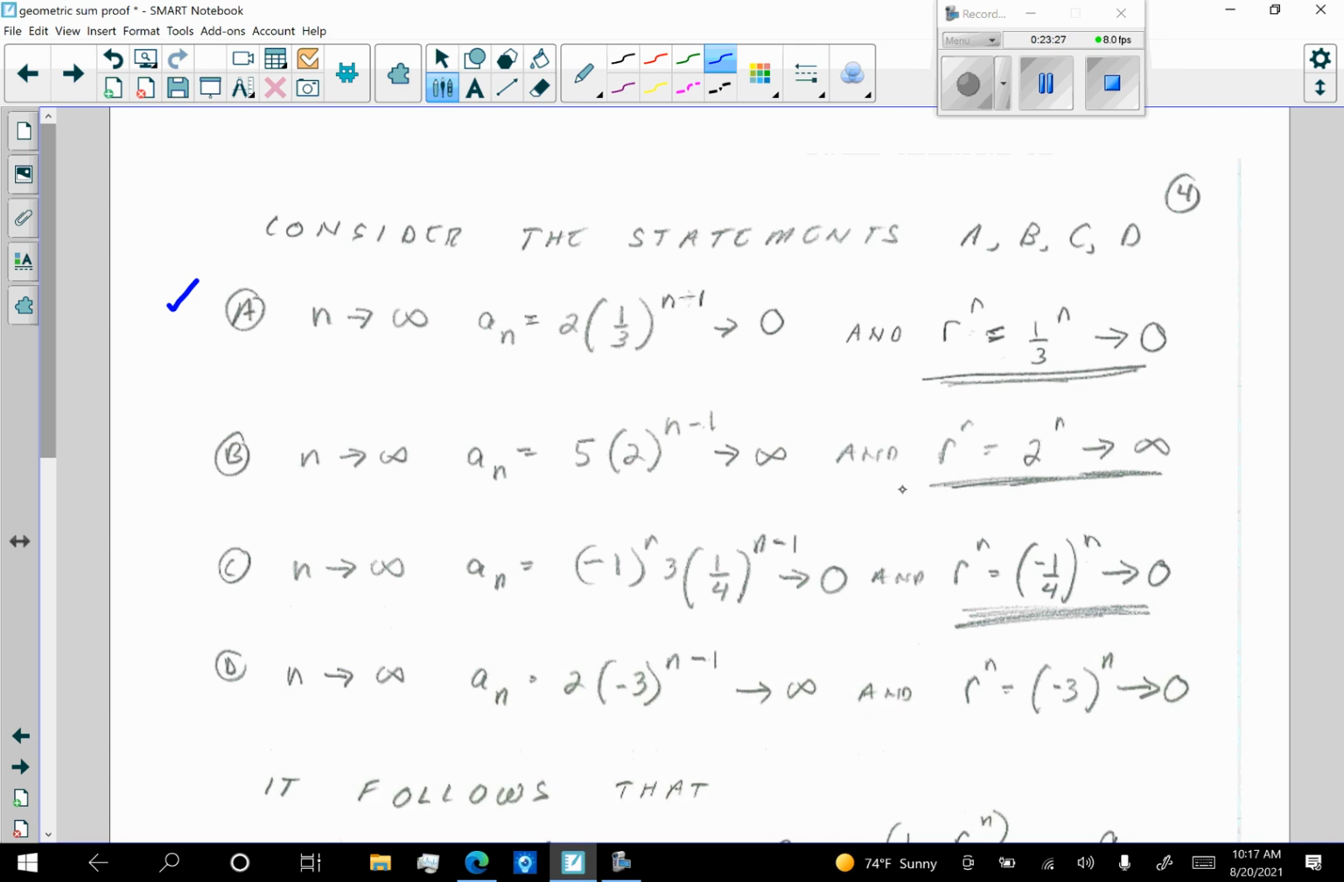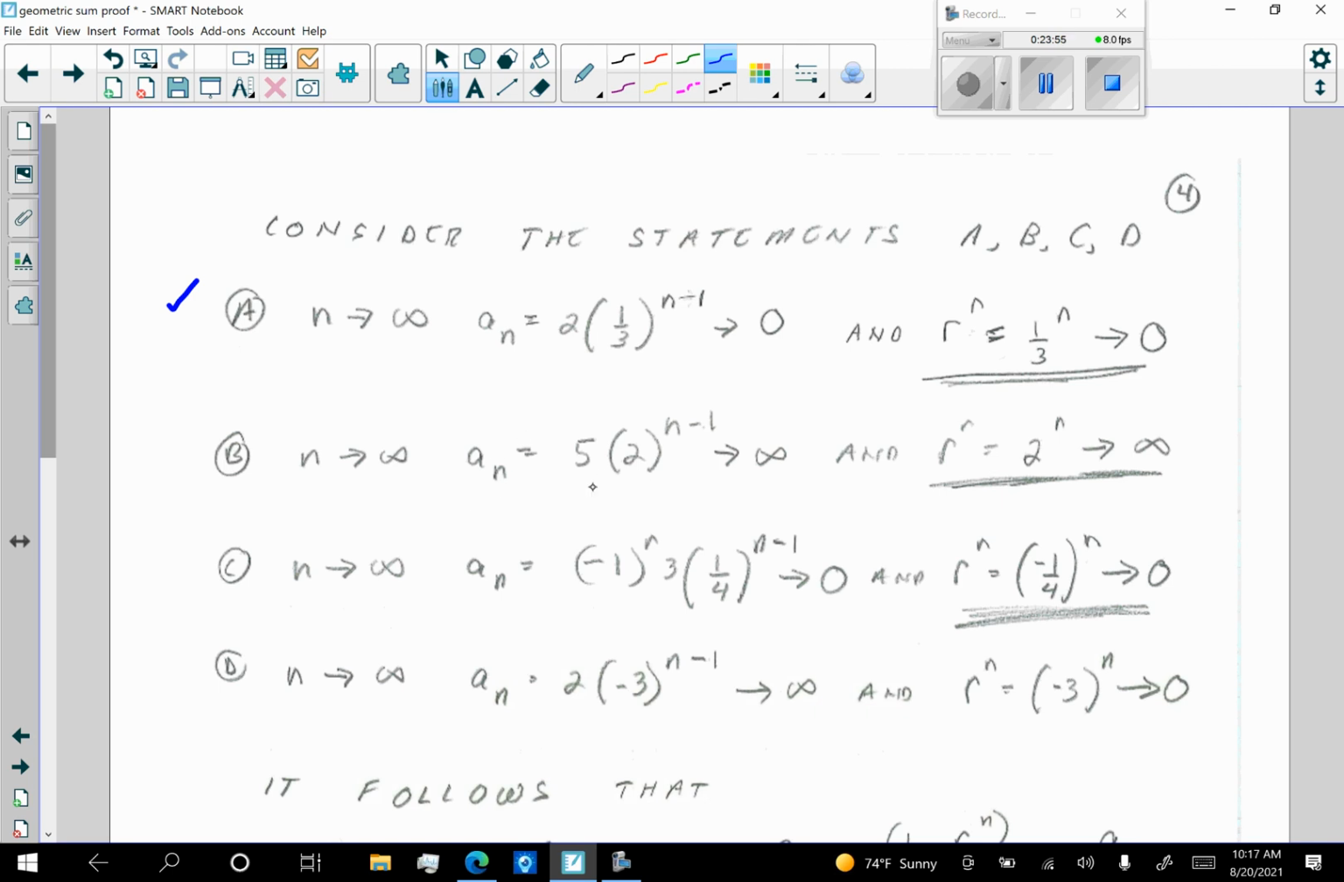Bam. Oh, here's the difference here. As n goes to infinity, a sub n is equal to 2 times (1/3) to the n minus 1. That goes to 0. And keep in mind, r here was 1/3. If n goes to infinity, doesn't (1/3) to the n go to 0? Yes. Doesn't that go to 0 as well?